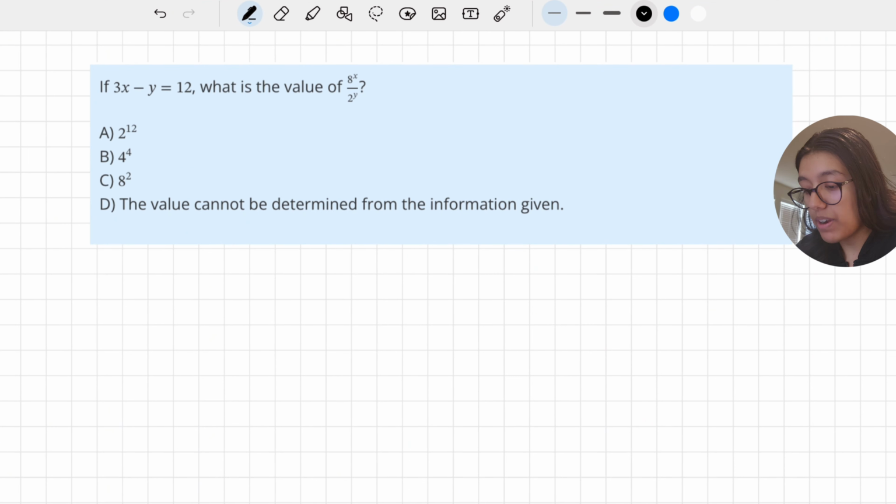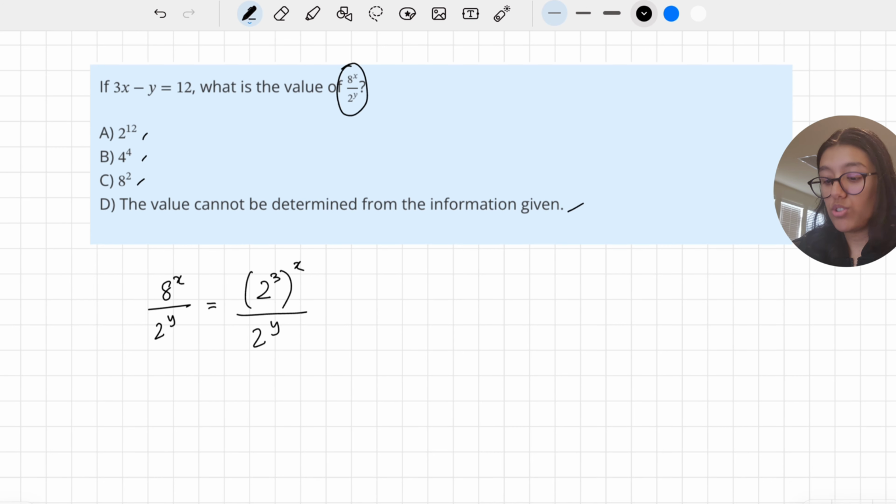So let's look at this: 8 to the power of x over 2 to the power of y. The top part can be rewritten, so 8 to the power of x over 2 to the power of y can be rewritten as 2 to the power of 3, to the power of x, over 2 to the power of y. Why can we write it this way? Well, 8 is nothing but 2 to the power of 3.